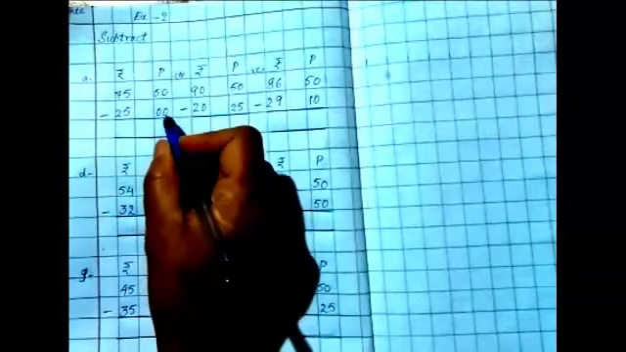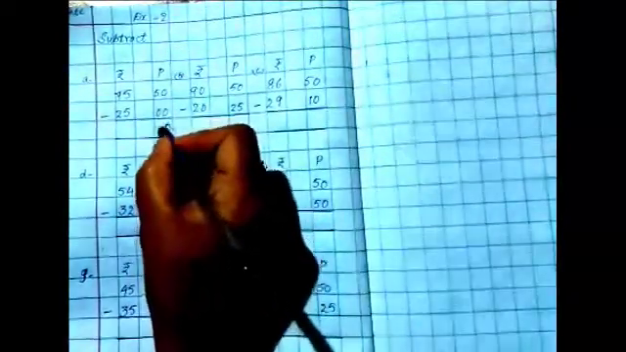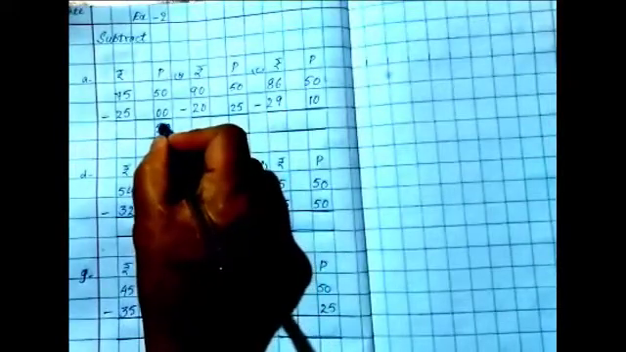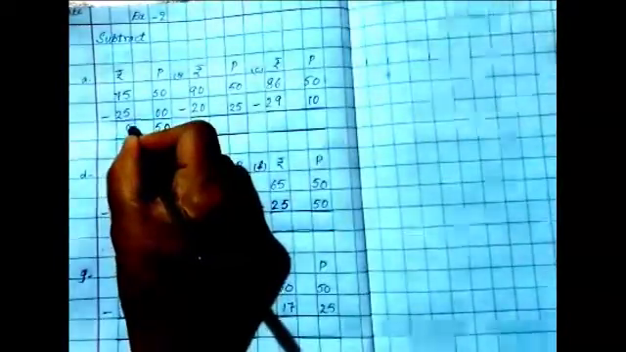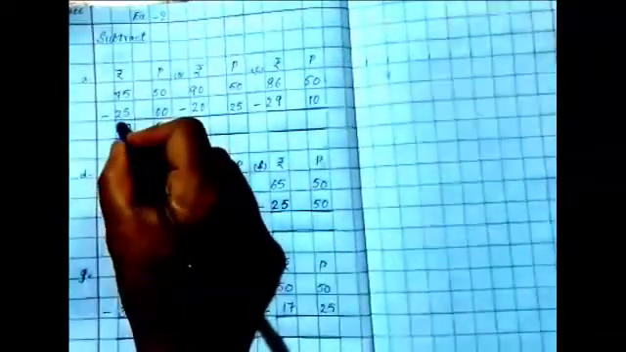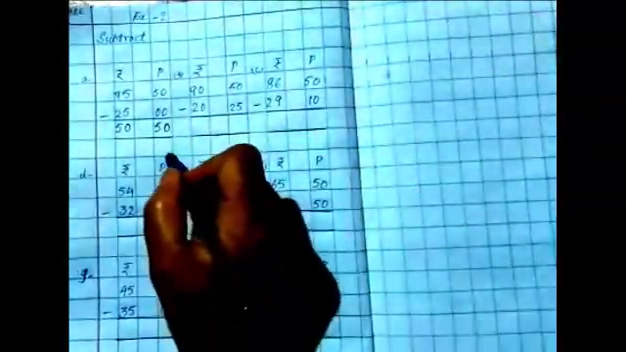Start from paise. 0 minus 0 is 0. 5 minus 0 is 5. Here 5 minus 5 is 0 and 7 minus 2 is 5. Okay, 50 rupees and 50 paise.